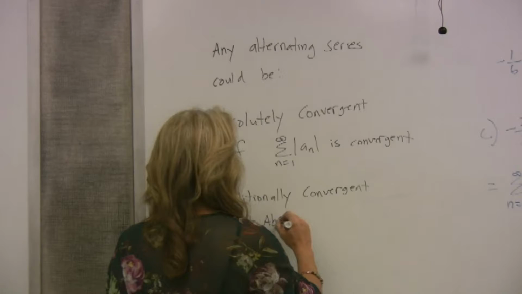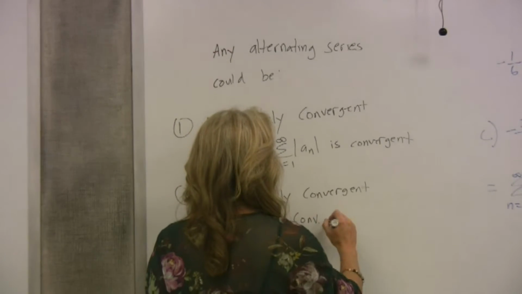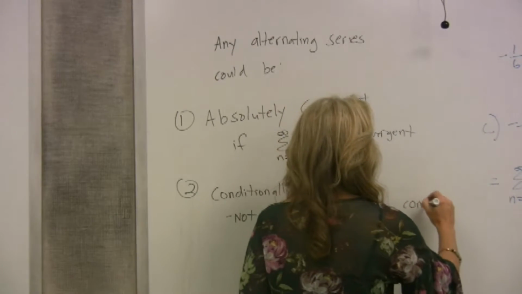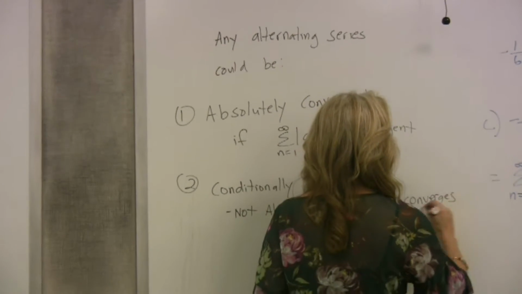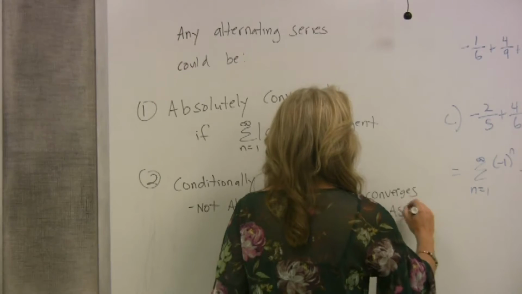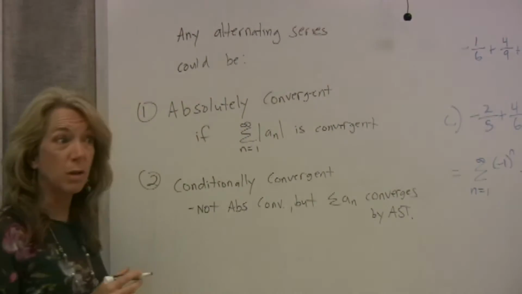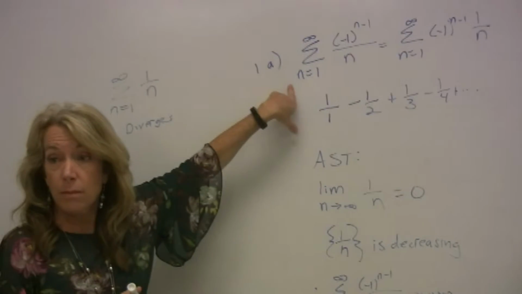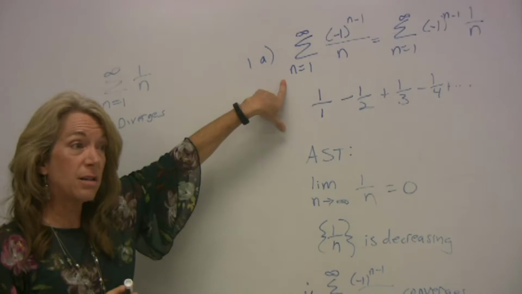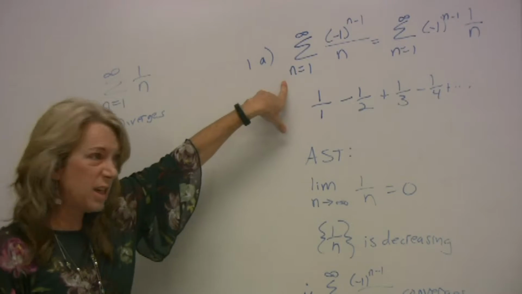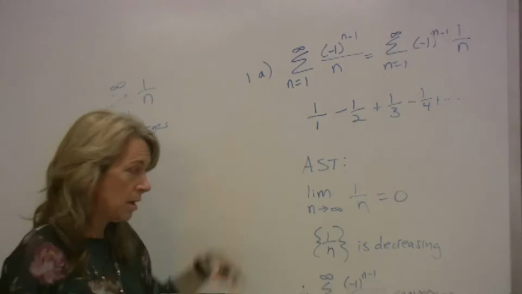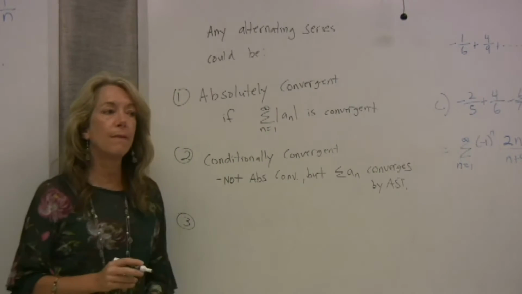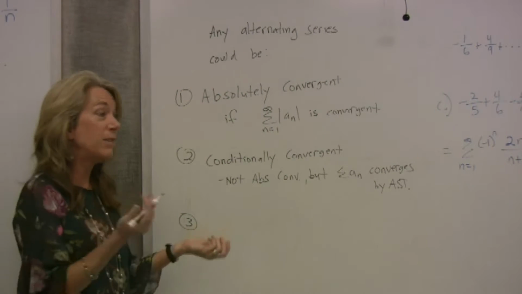Not absolutely convergent, but the series converges because it's an alternating series that's heading towards zero. That's an example of this guy. He's conditionally convergent because if we keep him alternating, he will converge. If we take them off, he won't. And guess what the third thing is? Divergent. Yeah, he might just be divergent.